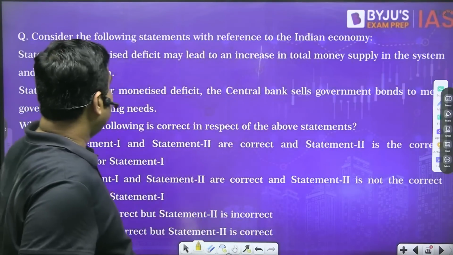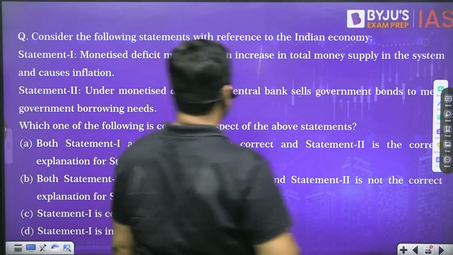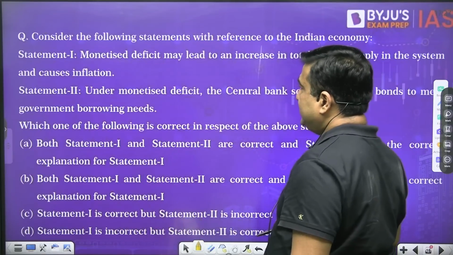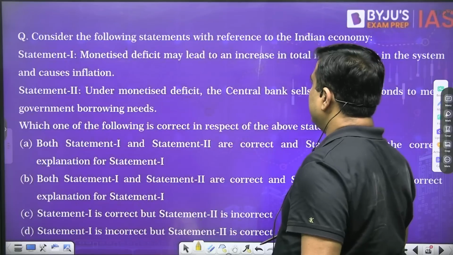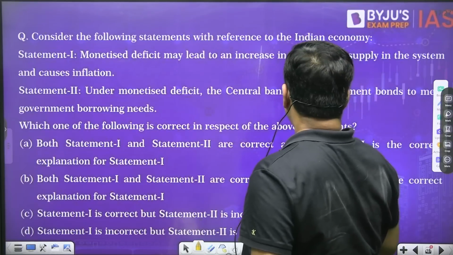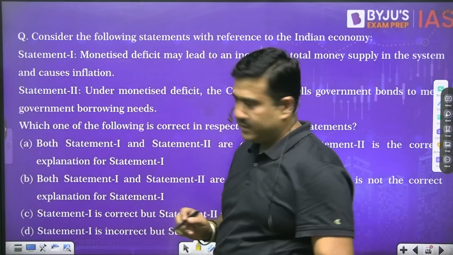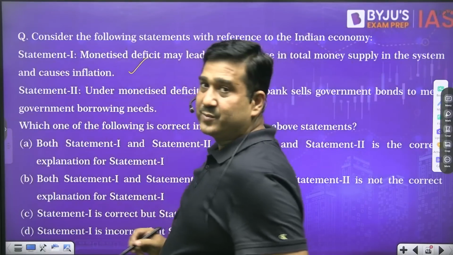Consider the following statements with reference to the Indian economy. Statement 1. Monetized deficit may lead to an increase in total money supply in the system and causes inflation. Absolutely correct. What is monetized deficit?